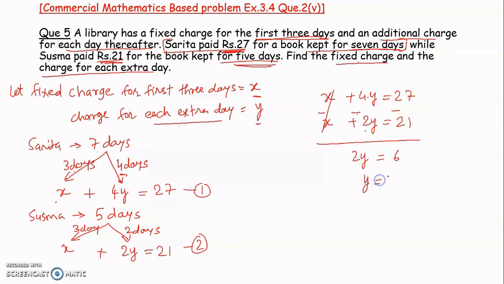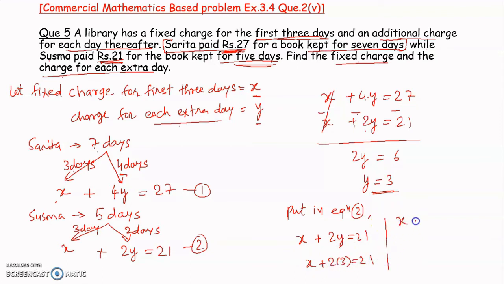So here we get Y equal to 3. And if you put Y equal to 3 in any of these equations, you will get the value of X. For example, in equation number 2, X plus 2Y equal to 21, in place of Y we put 3. If you simplify it, you get X equal to 21 minus 6, as the 6 goes to the other side and becomes minus. So you get X equal to 15 rupees. So this is your answer: X is 15 rupees and Y is 3 rupees.